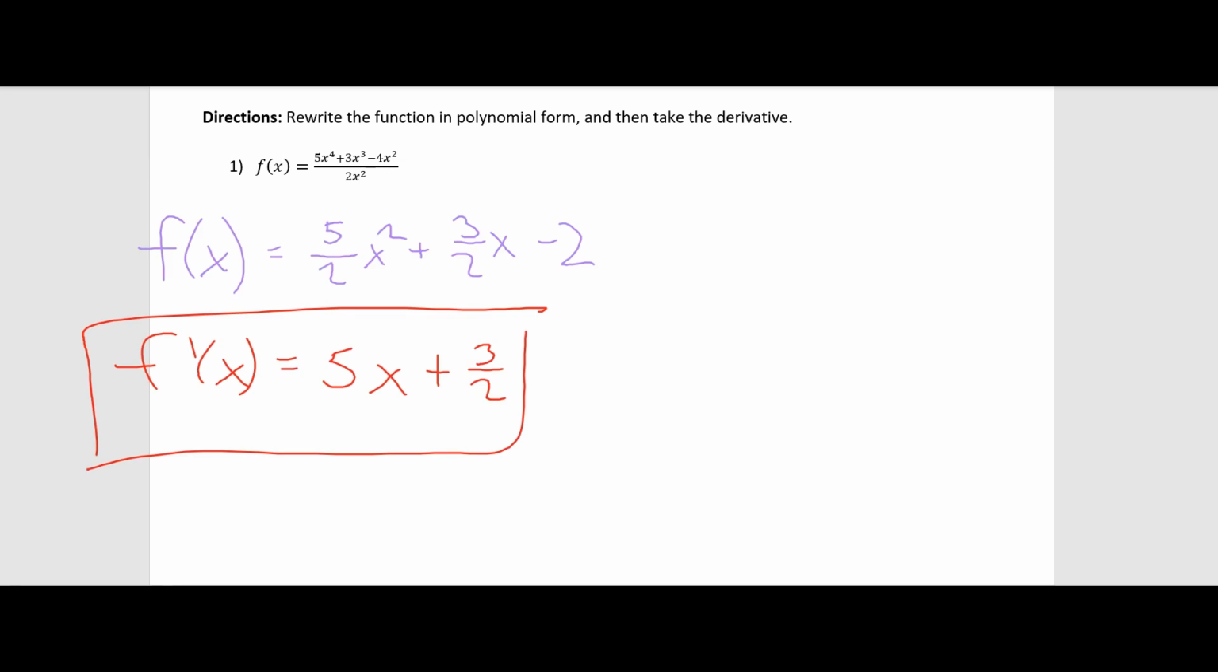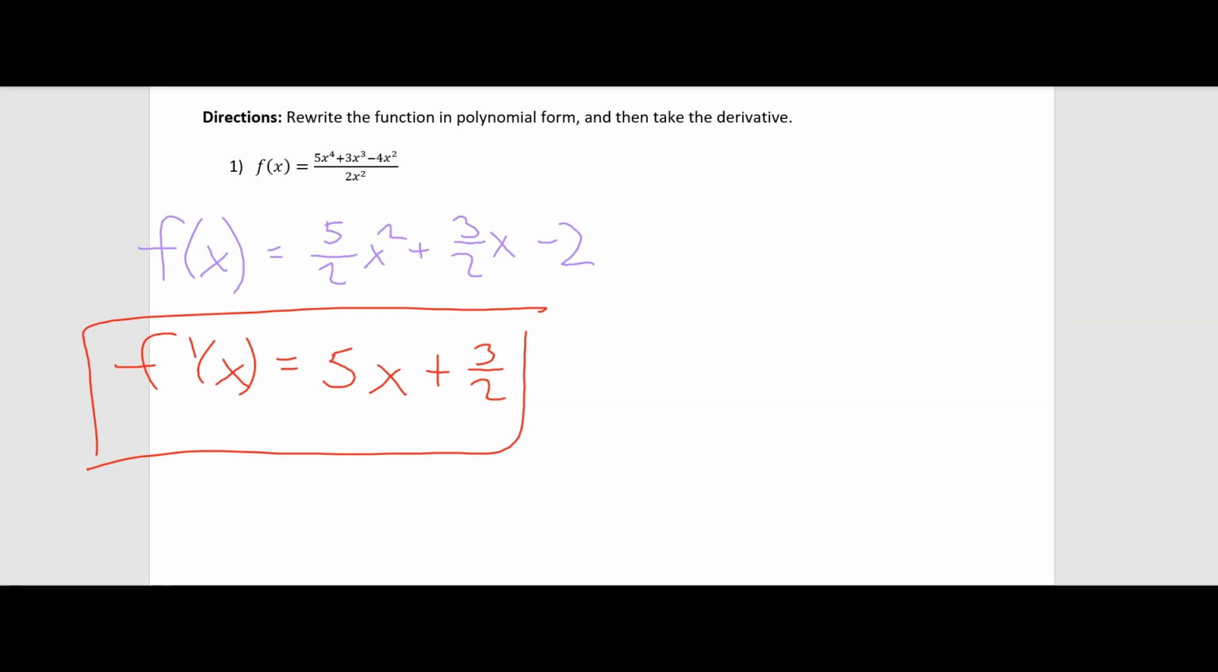Okay, so I rewrote the f of x function. We get 5 halves x squared plus 3 halves x minus 2. Again, just remember your exponent rules. When you're dividing terms that have the same variable, you just subtract the exponents. That means f prime using the power rule is going to be 5x plus 3 halves.